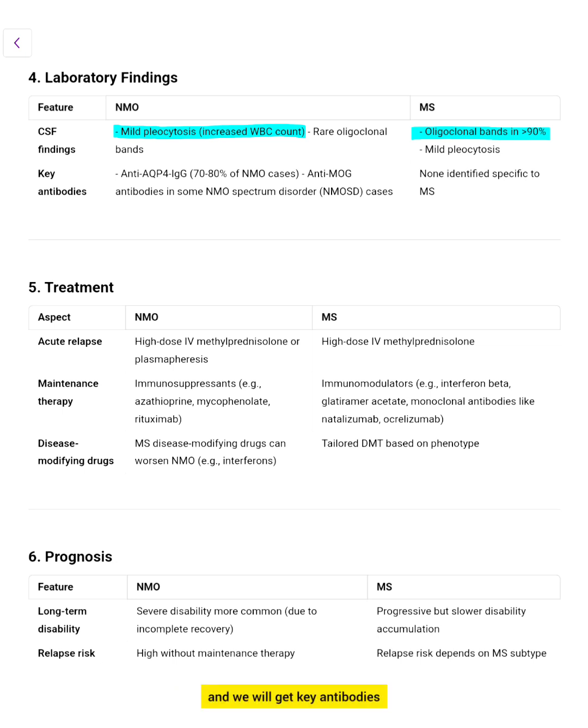And you'll get the key antibodies, that is anti-aquaporin 4 immunoglobulins, right? And in some cases you'll get anti-MOG antibodies in some NMO spectrum disorder cases. Okay, and as I said, there are no identified specific autoantibodies in multiple sclerosis.